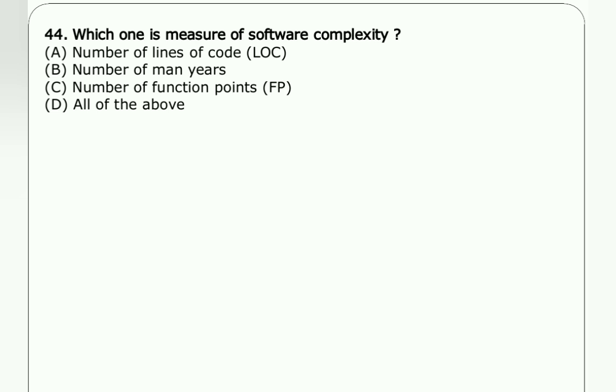Next one, which one is a measure of software complexity? Lines of code, number of man years, number of function points. So the answer is lines of code.